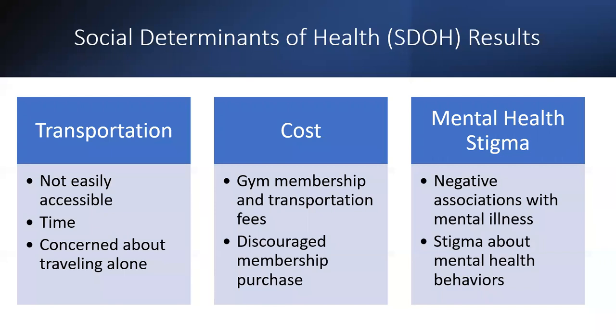So taking a closer look at the social determinants of health results that they found, lack of reliable transportation, cost, and mental health stigma were key barriers to accessing and using the health mentor sessions that were held at the community fitness facilities or gyms. And this caused the organizations to adapt the program by offering the sessions locally at the mental health center. Transportation was a huge barrier because it wasn't readily available or easily accessible in the community for the participants. The participants were also hesitant to use public transportation. They experienced long travel times, making it undesirable to attend the sessions.